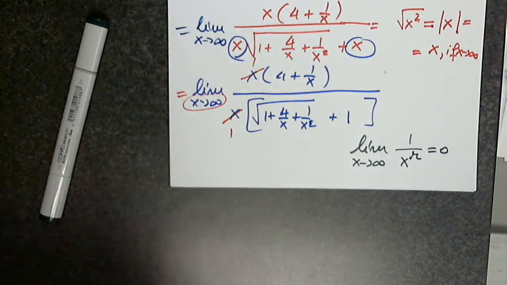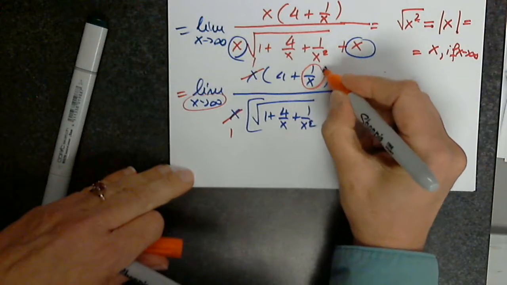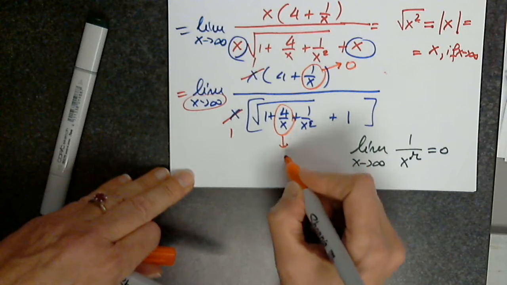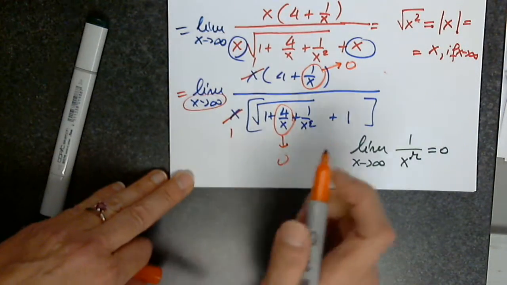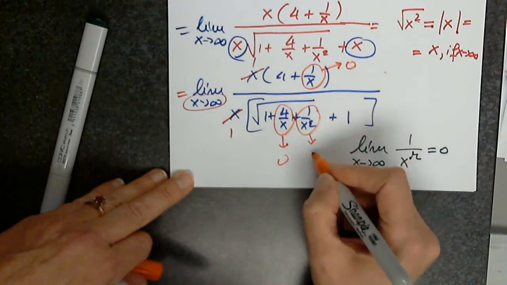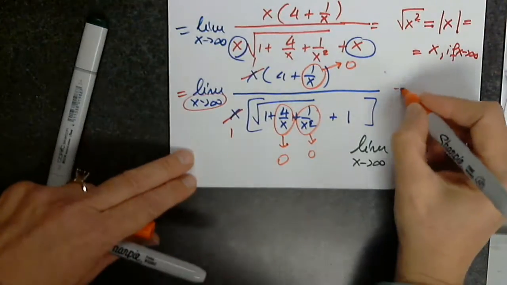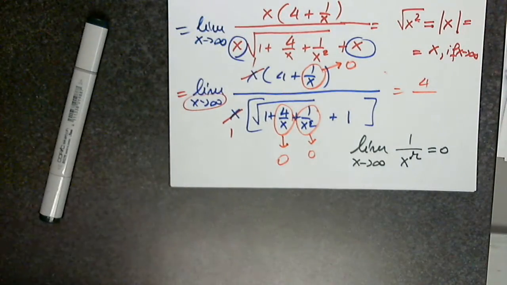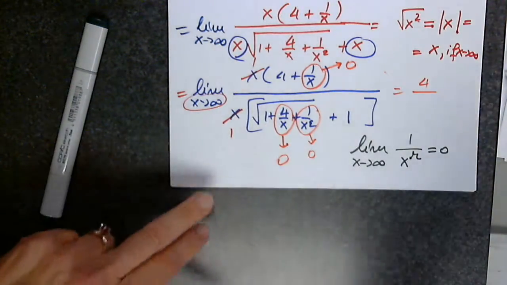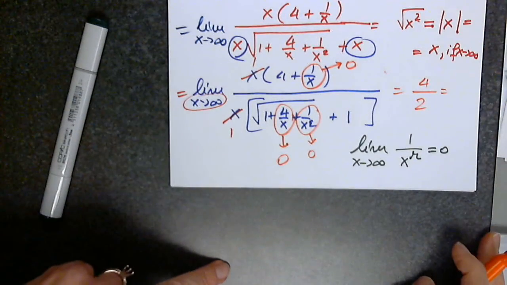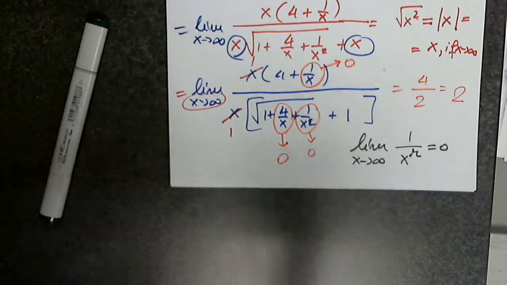So then what happens? What is this? Where is this going? Very good. Where is this going? Only because x approaches infinity. Right. Where is this going? Good. So then what is left at the top? After all the zeros go away, what is left? 4. What is left in the denominator after all the zeros are gone? 2. The square root of 1 is 1. 1 plus 1 is 2. Final answer? 2.